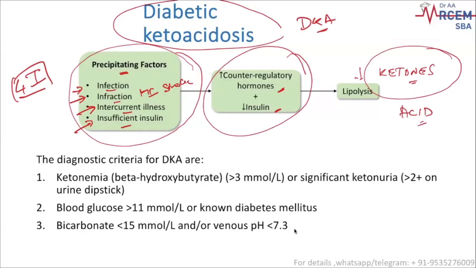Because of the presence of an acid, the pH will go on the lower side, so it becomes more acidotic. So the pH will be less than 7.3 and bicarb will be less than 15. If one of these parameters is there, that is enough. So this is one criteria.